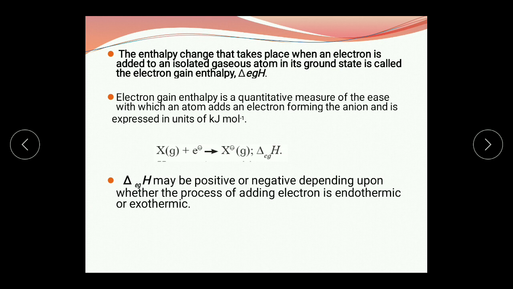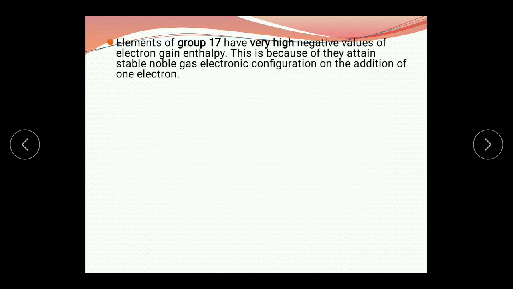That sign depends on whether the process is endothermic or exothermic. What is endothermic? When the energy is absorbed, the process is called an endothermic process. And when the energy is released, it is called exothermic. In an endothermic process, energy has to be supplied, has to be absorbed, given to that reaction, and hence it has a positive sign. And when the energy is released by addition of an electron, that is shown by a negative sign. So delta EGH may be negative or positive depending upon whether the process is endothermic or exothermic.